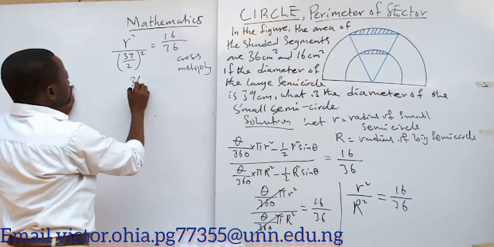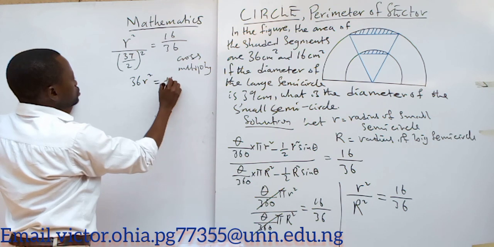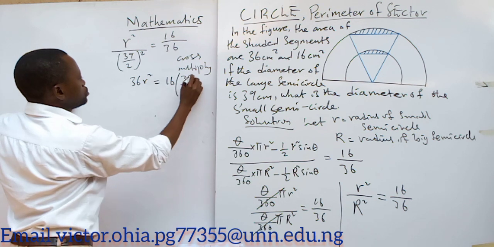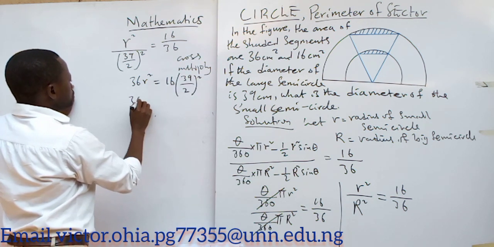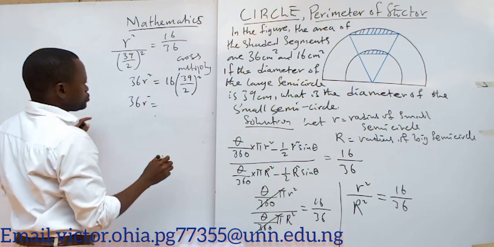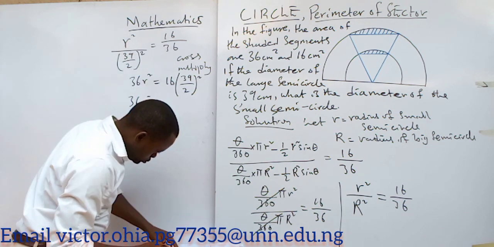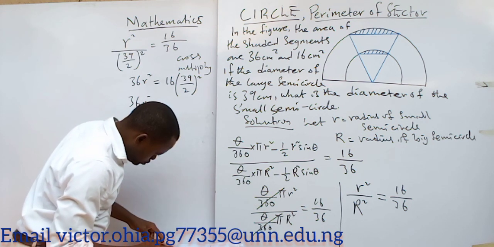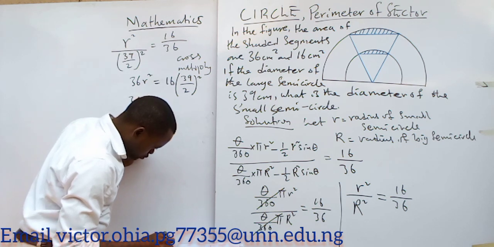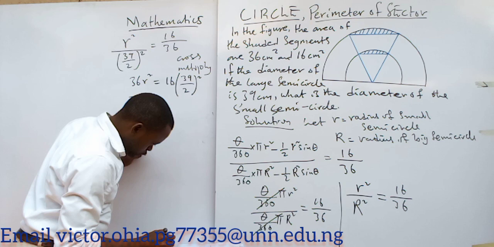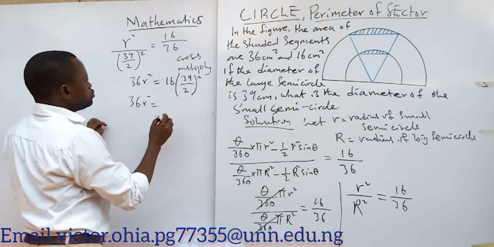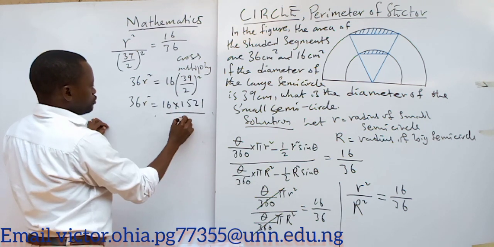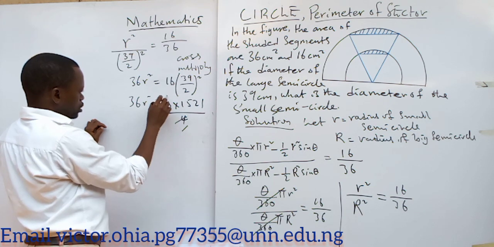When we cross multiply, we have 36 r squared equals 16 in bracket 39 over 2 all squared. So we have 36 r squared equals 16 times 39 squared over 2 squared. 39 squared is 1521. And 2 squared is 4, so this will take care of itself. Carry here, I have 4.